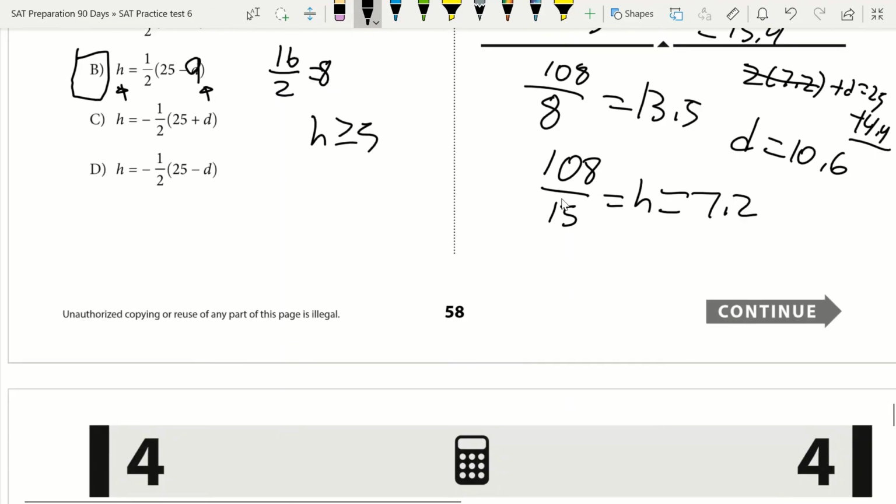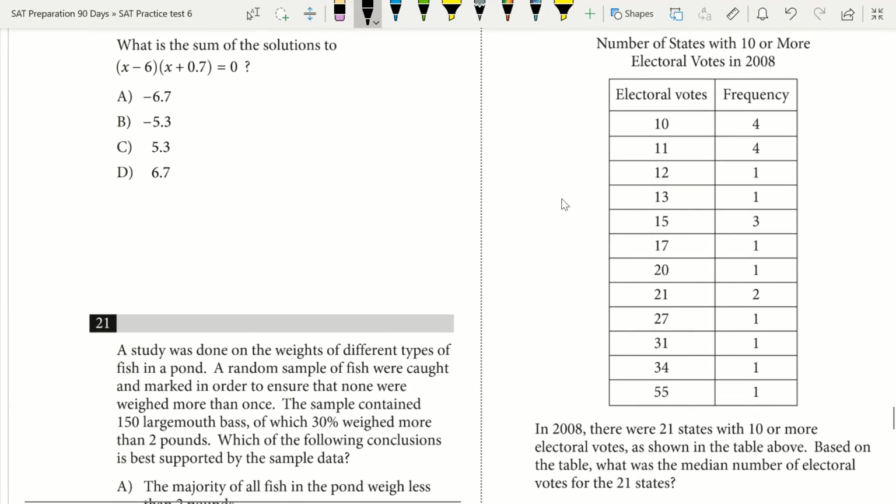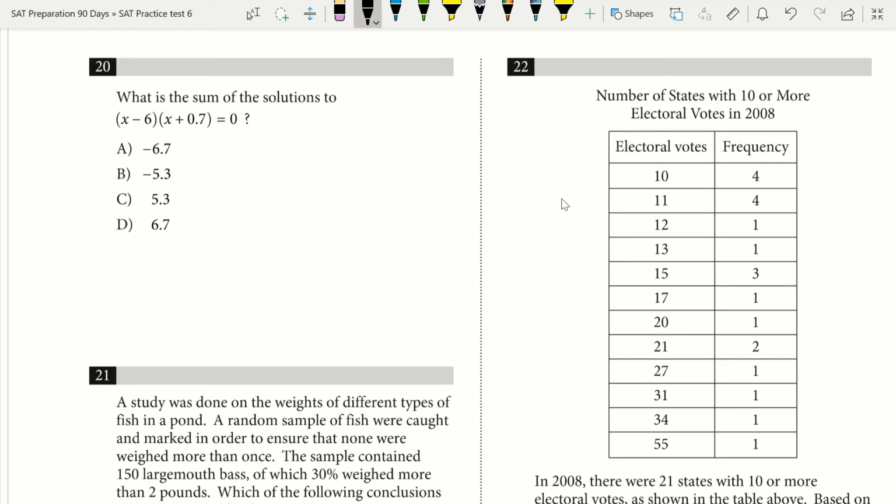Okay, so at this point, for any difficult problem, anything we see that's difficult, we're going to go ahead and skip to 31 through 35. So we see here we've got what's the sum of the solutions. This one's easy. Okay, one possible solution is going to be x equals 6. Since we flip that sign right there to find our solution, flip our sign over here. The sum of the solutions then is going to be 6 minus 0.7, which is going to be 5.3. So the answer there is going to be C for number 20.